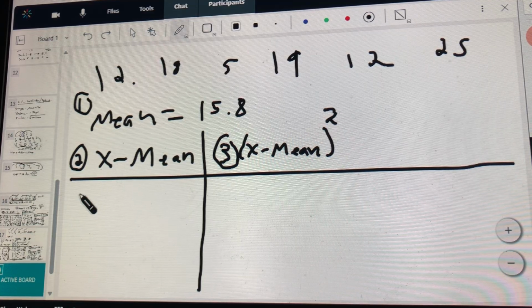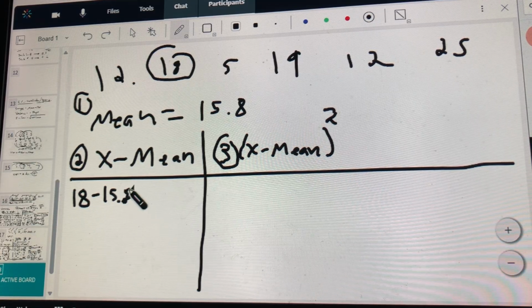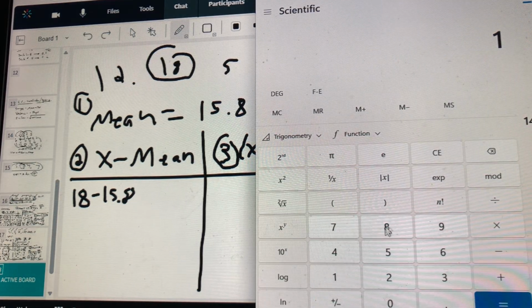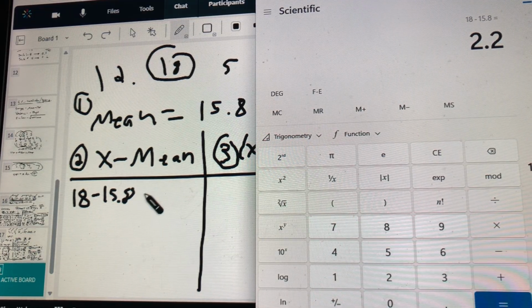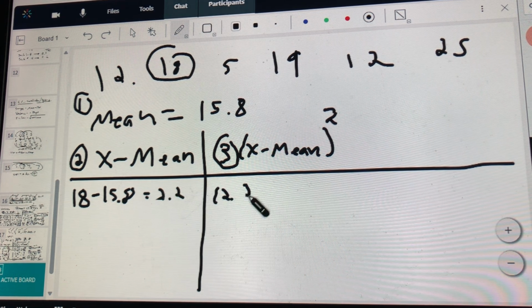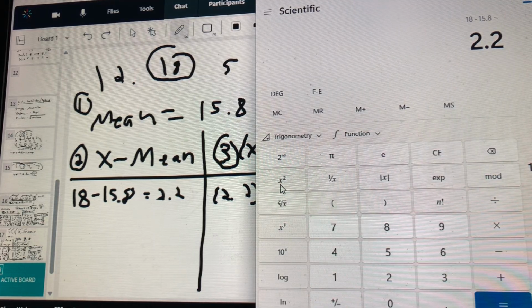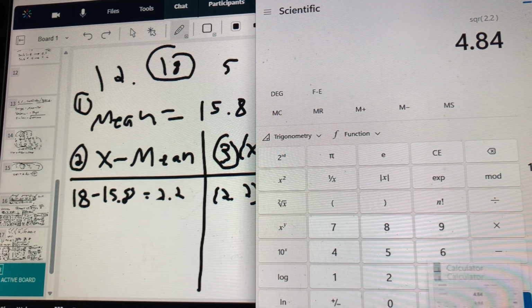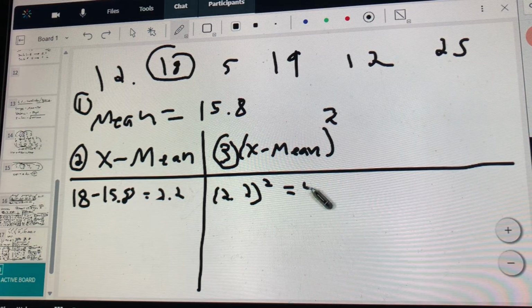So take the first number, 18. 18 minus 15.8 is 2.2. And then immediately square that number. Squared. 4.84, and see it's not a messy decimal at least. So if you're working with dividing by 5, then things don't get crazy.